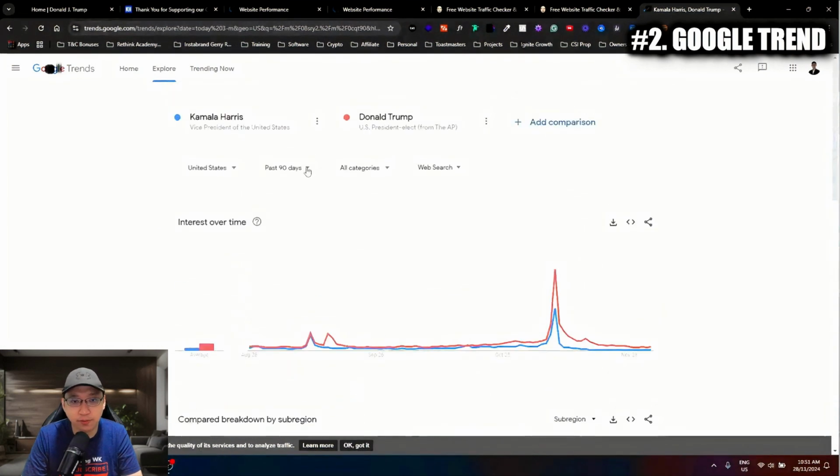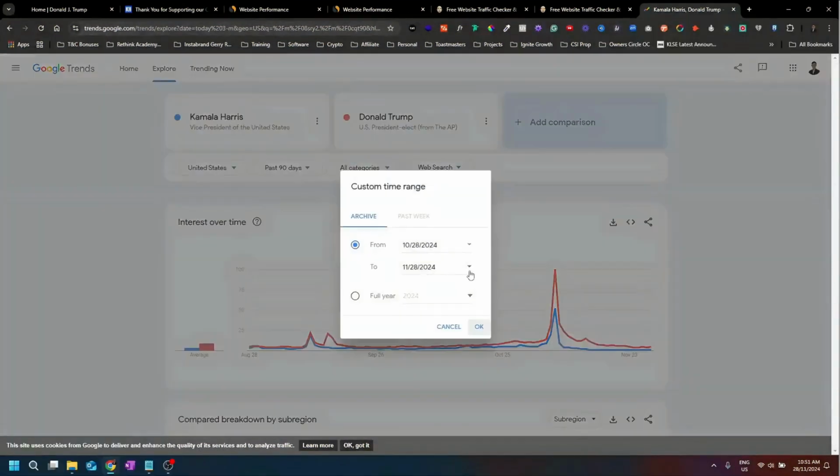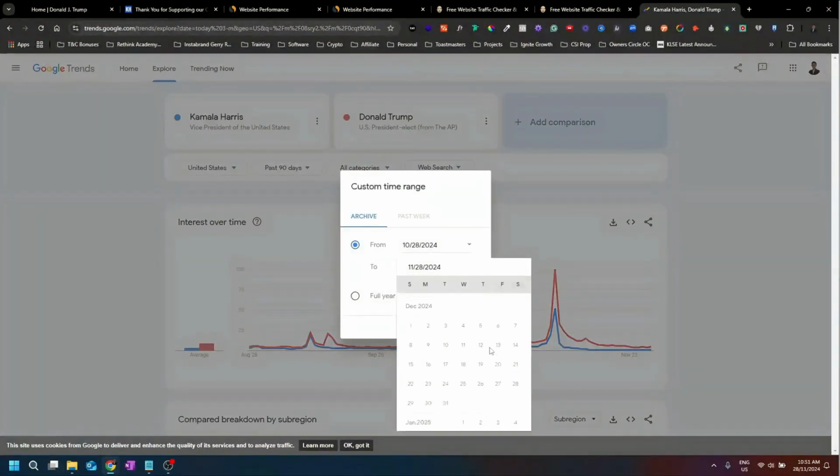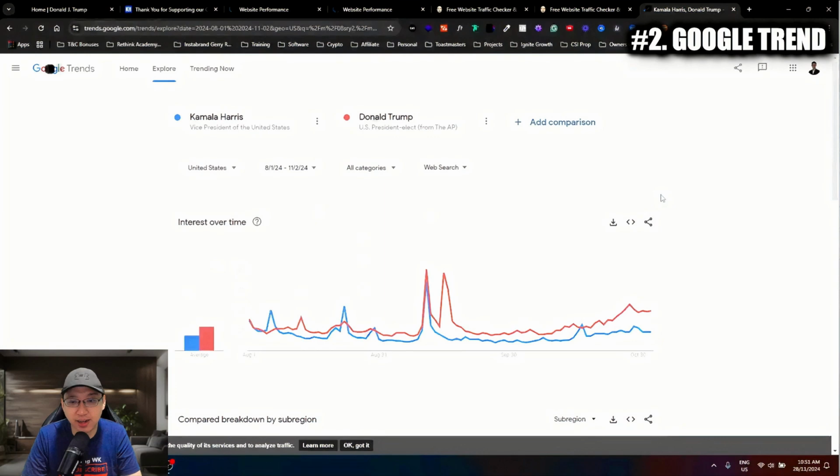Let's just look into it before the election. Let's do custom, because I think now people are wondering what's happened after she lost, right? Let's just go October to November. Okay, this is before the election. Let's click OK. Alright, now for this spike, we can see a clearer picture. After the election, a lot of people want to see what the policy and things like that from Donald Trump are. But nevertheless, you can still see overall the interest is still higher for Donald Trump.